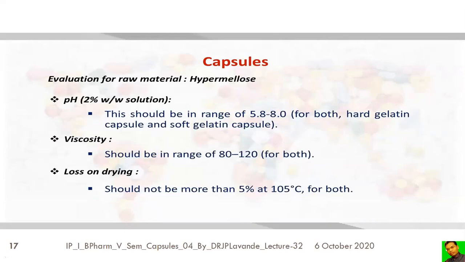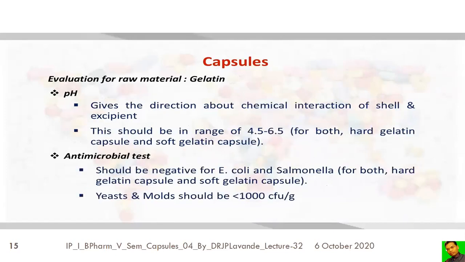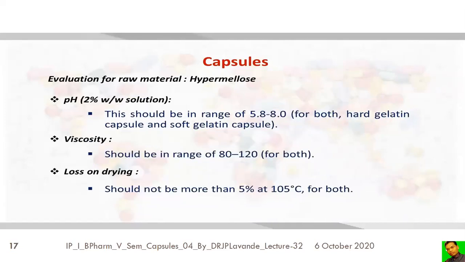As far as viscosity is concerned, it should be between 80 to 120 in case of hypromellose for hard as well as soft capsule, and in case of gelatin, the viscosity should be 45 to 60 and 25 to 45 for hard gelatin as well as soft gelatin. So in case of hypromellose, the viscosity is larger, the values are higher.